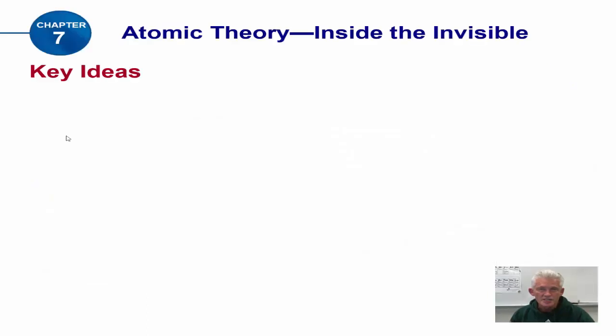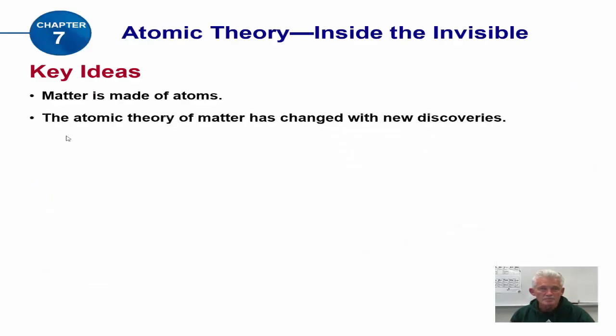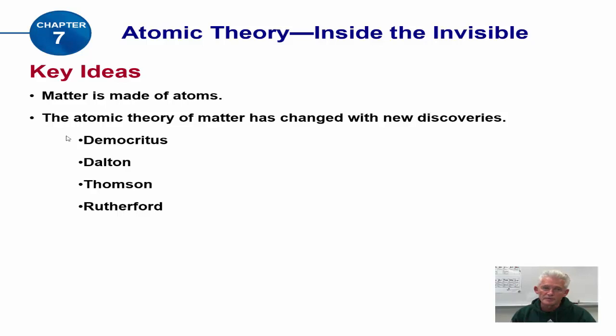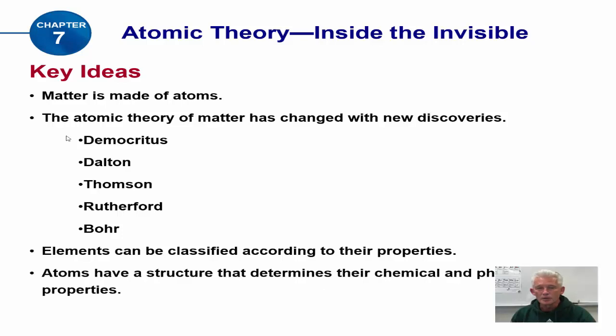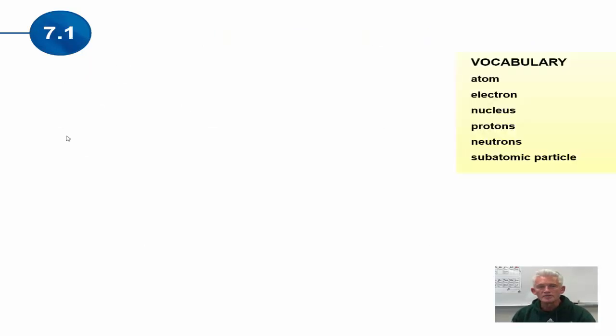So here's the key ideas in Chapter 7. Matter is made of atoms. You knew that. The atomic theory of matter has changed with new discoveries. We have Dalton, we have Thomson, we have Rutherford, we have Bohr. There they are. That's why you have that little piece of paper in front of you, right? These elements, of course, can be classified according to their properties. We just mentioned that the structure actually determines their chemical and physical properties.